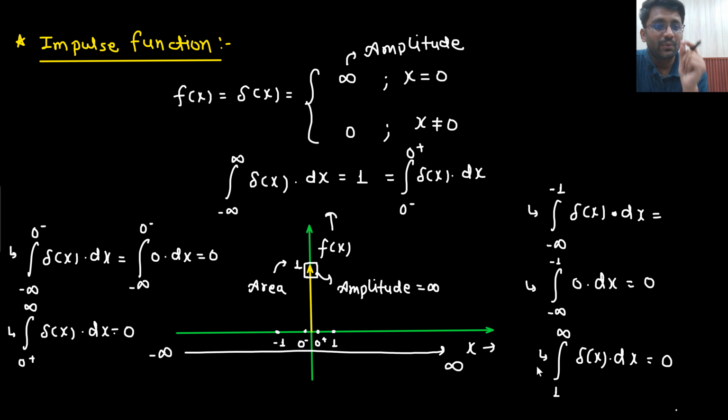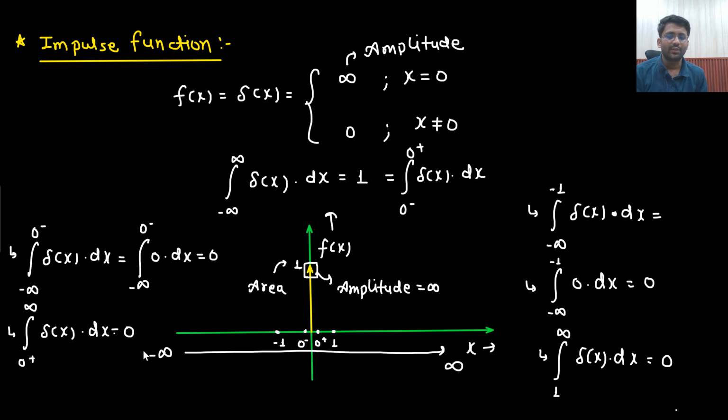Impulse function delta x is defined only at x equals 0, and that will show infinite amplitude and the area would be 1. So if you take the integration from minus infinity to infinity, then also there is one impulse. Or if you take the integration from 0 minus to 0 plus, then also there is one impulse. Area would be 1 only.